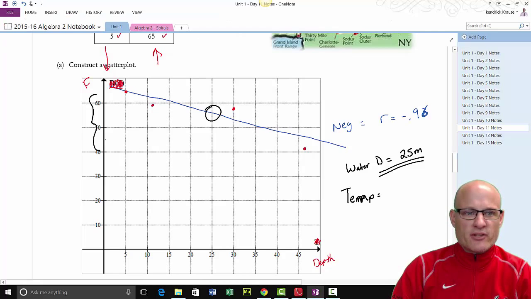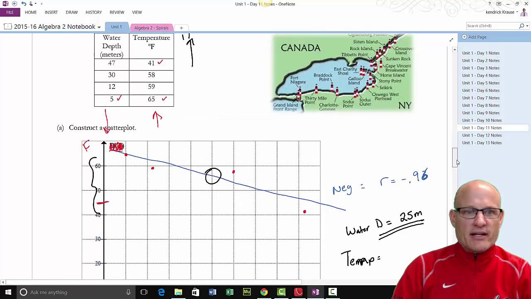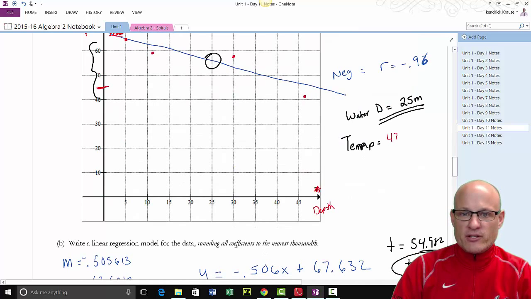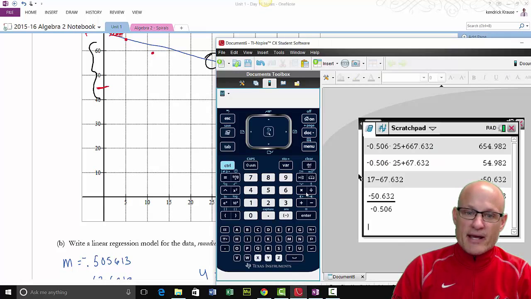So let's try a temperature of, let's say, 47. Do I have a 47? I want to pick one that's not on here. So let's take a temperature of 47 degrees. I should have done this. So 47 is equal to negative 0.506 D plus 67.632. So over on my calculator, I'm going to do the same math.